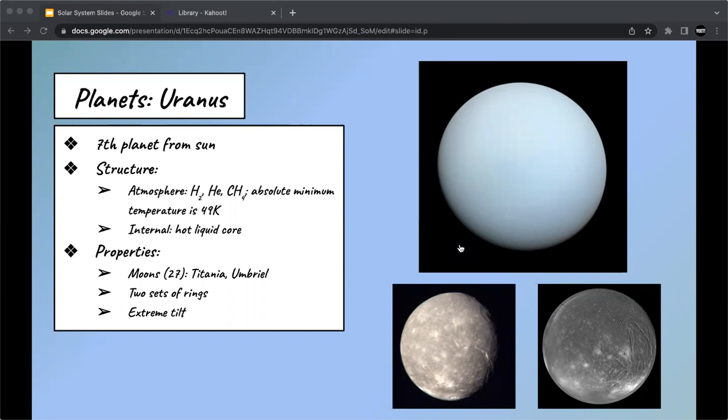It has two sets of rings. The inner rings are more faint, and the outer rings are much bigger and much more noticeable. And I'm sure you guys know Uranus, it has an extreme tilt, so it rotates almost perpendicular to its plane of orbit. It was probably hit by something.